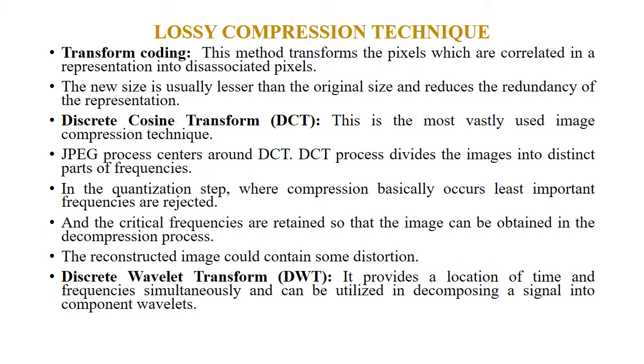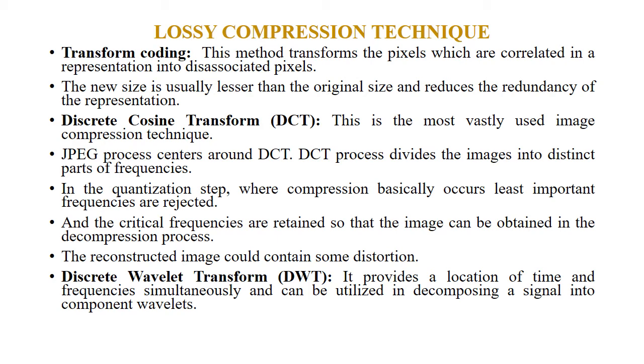This type of data compression is used for organic data like audio signals and images. Then, what are the different techniques we are using for lossy compression? Transform coding technique. In this method, we transform the pixels which are correlated in a representation into disassociated pixels. With different transforms, we can use this particular coding. The more frequently used transforms are the discrete cosine transform and the discrete wavelet transform.